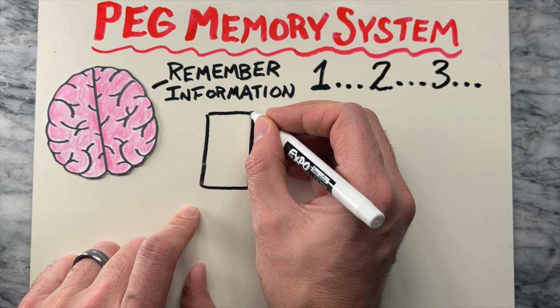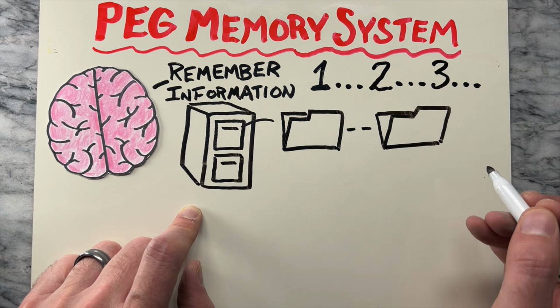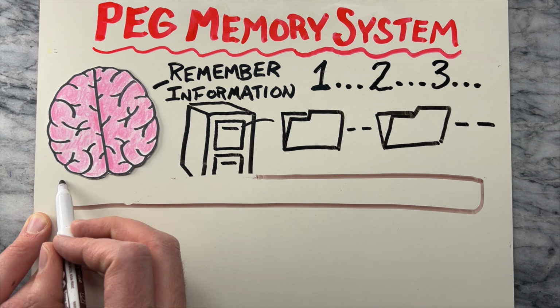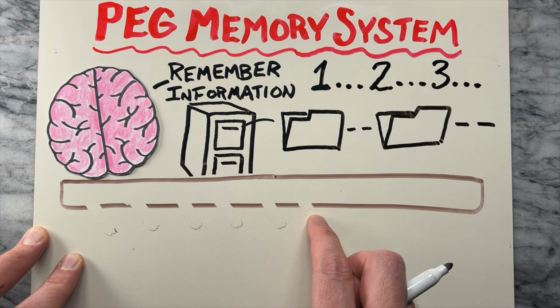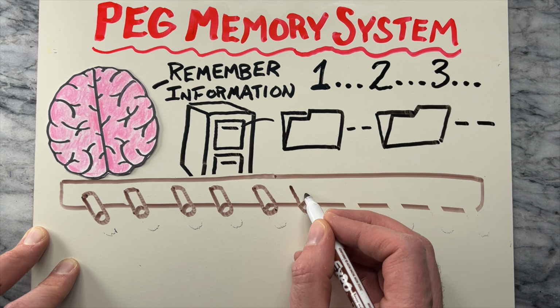Like all memory systems, the peg system improves your memory by creating a filing cabinet in your mind. A peg is just a mental hook on which you hang the information. This hook acts as a reminder to help you mentally retrieve information.